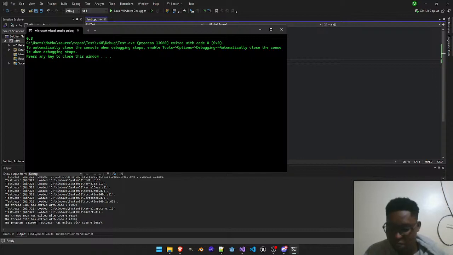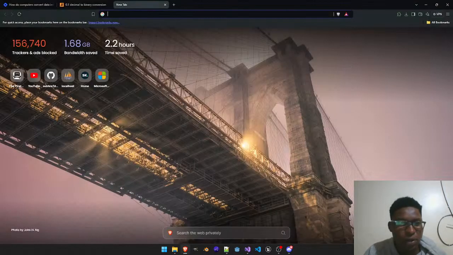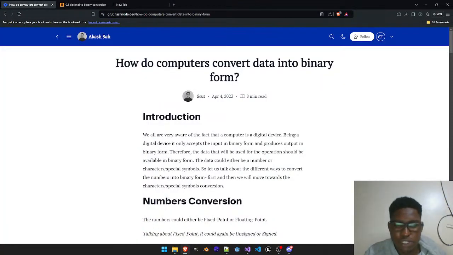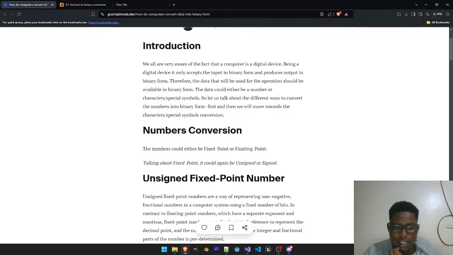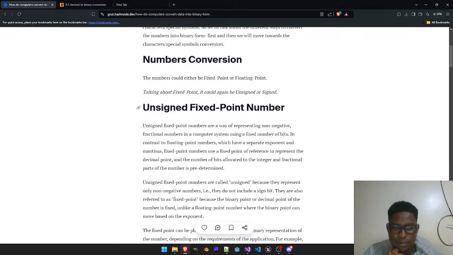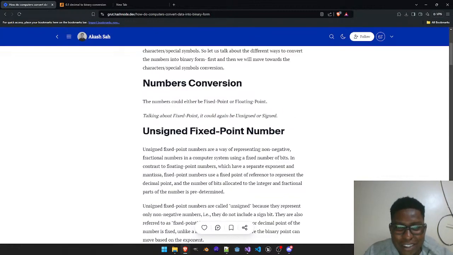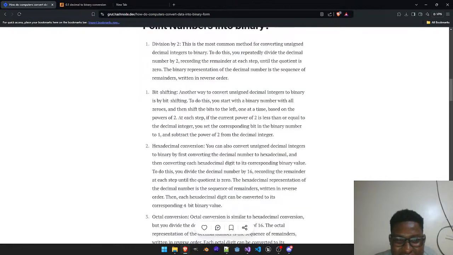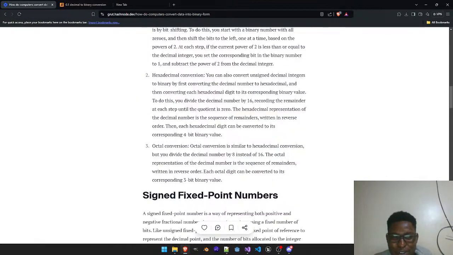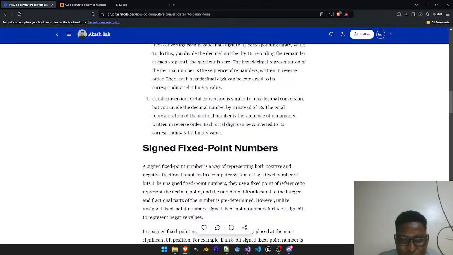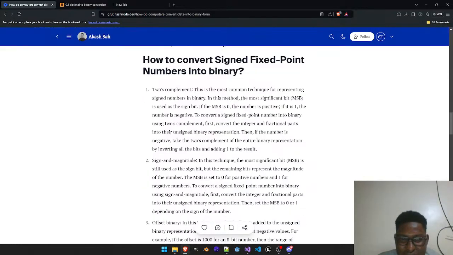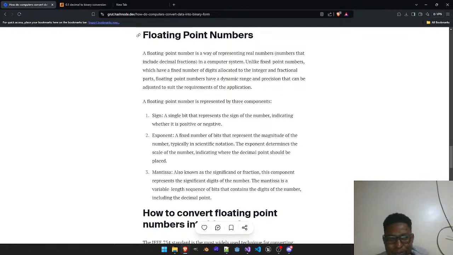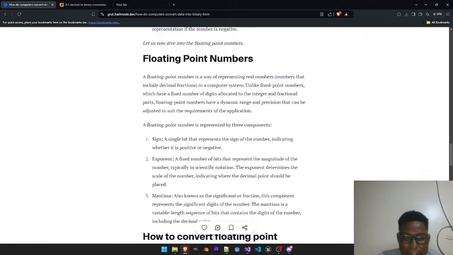So I'm curious. Let me just try to see online. First of all, how do computers convert data into binary? Of course, we know. I don't know if you remember from school, converting. I remember us doing conversion for integers, which was very straightforward, but I don't remember for floating point numbers. Oh, here we go, floating point numbers.